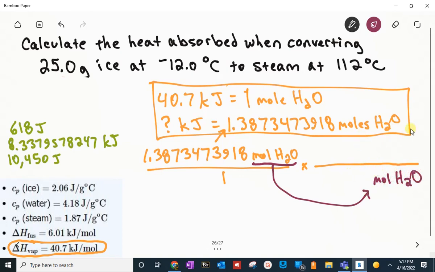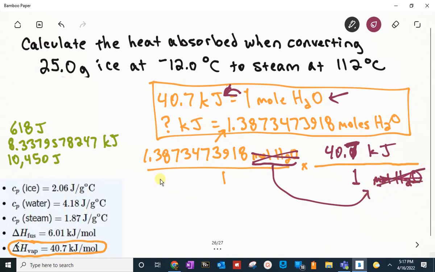And if we look up at our data table, we have written 1 mole of H2O, so that's going to be a 1. And whatever's on the other side of the equal sign, we put on the top of the fraction bar, which is 40.7 kilojoules. And now we can cancel out these moles of H2O because they're diagonally across from each other.